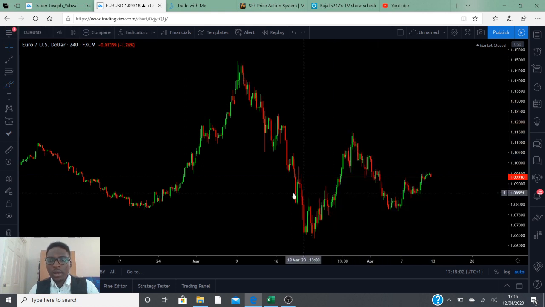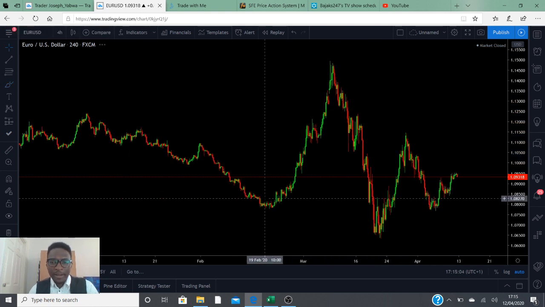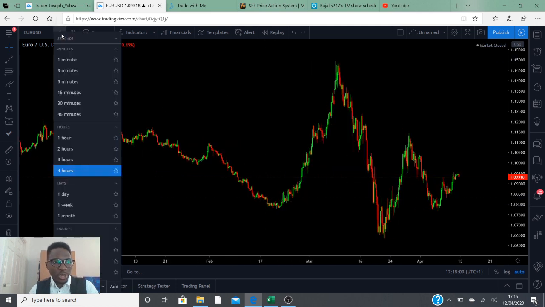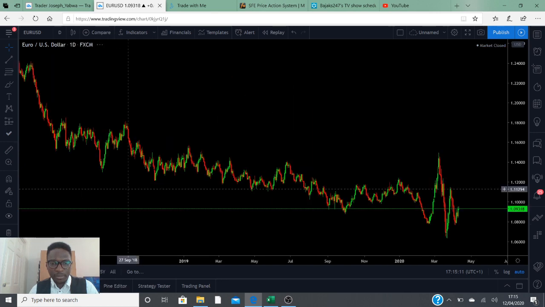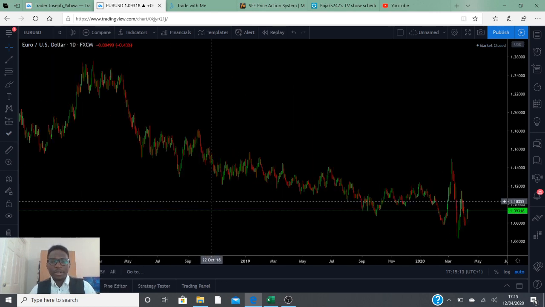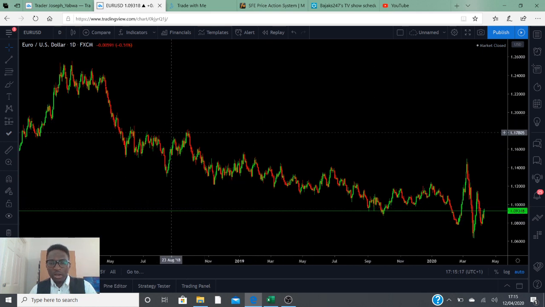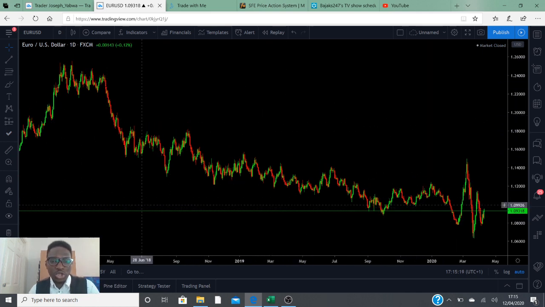But now we're going to go a little bit more advanced, and in order to do that, I'm going to take my chart and put it on the daily time frame. So putting this on the daily time frame, and zooming out to look at the whole structure, you're going to see a pattern.